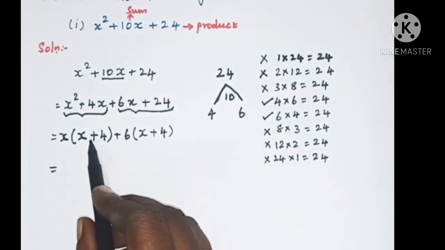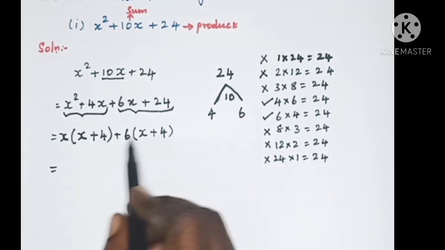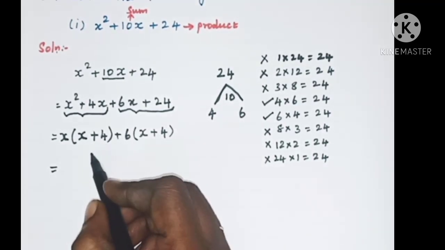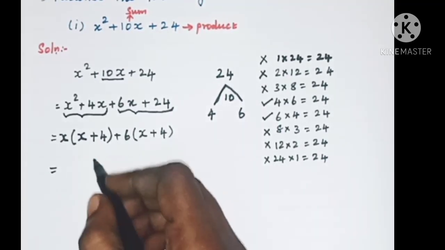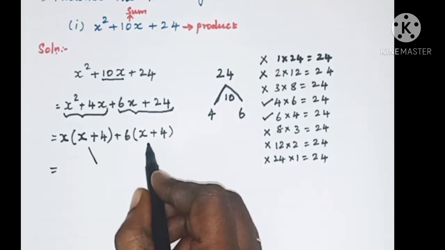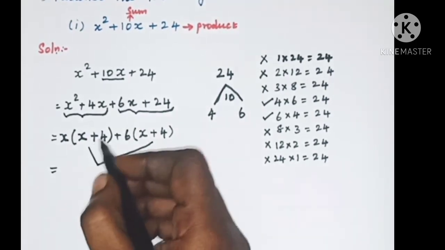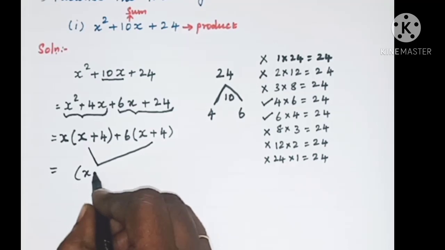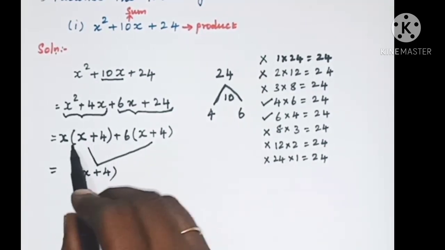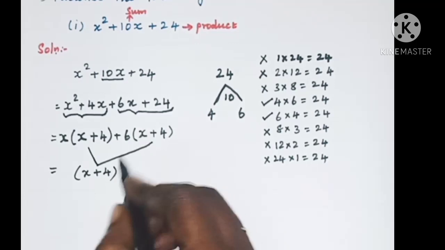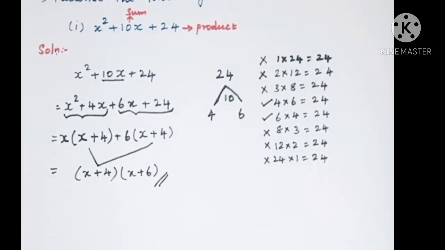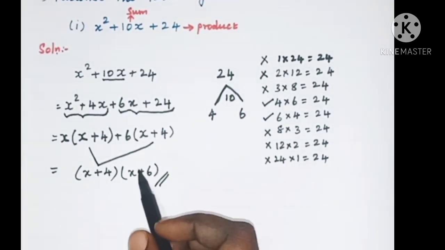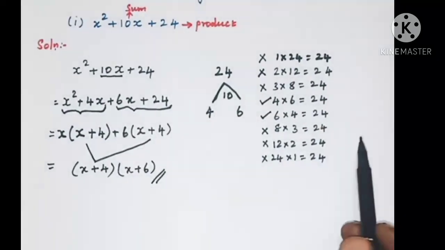Now inside the bracket we should get the same expression. Otherwise your sum will be wrong. So here we have x plus 4 and here also we have x plus 4. Inside the bracket the expression should be the same. So take one x plus 4, and outside the bracket we have x plus 6. This is the answer for the first sum, first subdivision. These are the factors of x square plus 10x plus 24.